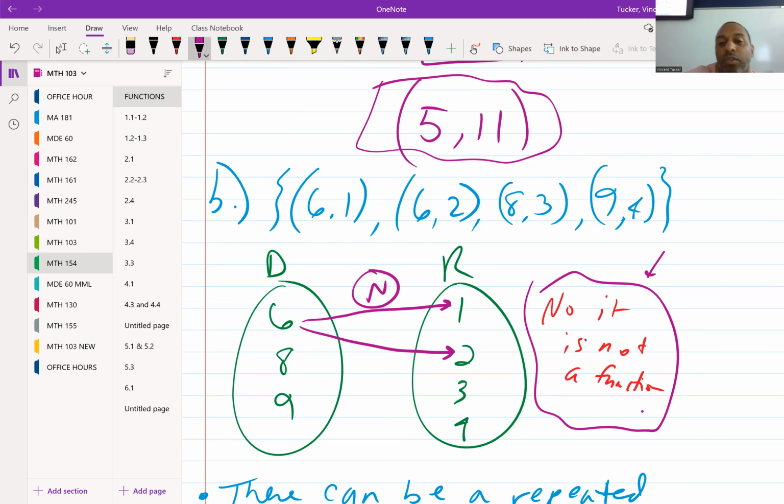So questions on the difference between the two? When it's a function, when it's not? Okay. So I got a couple general statements that may help you also decide whether you have a function or not.